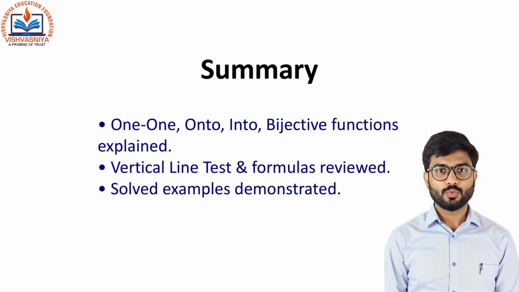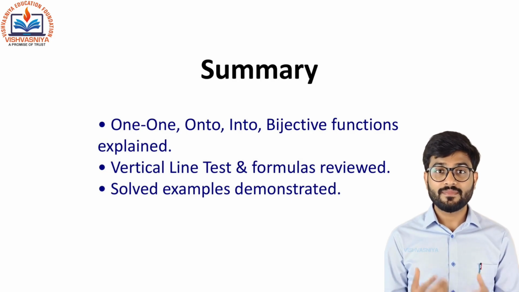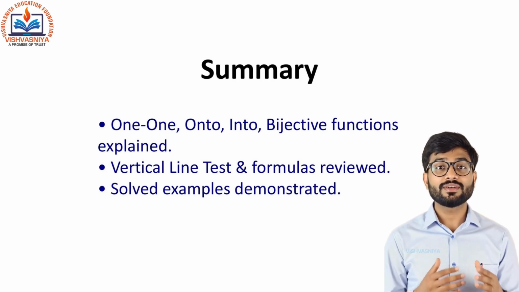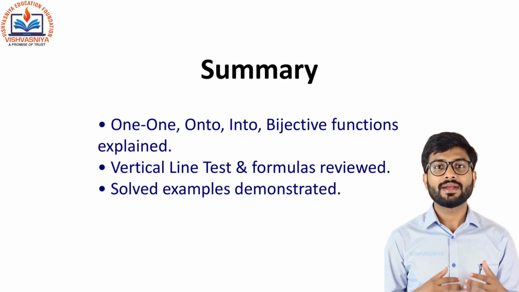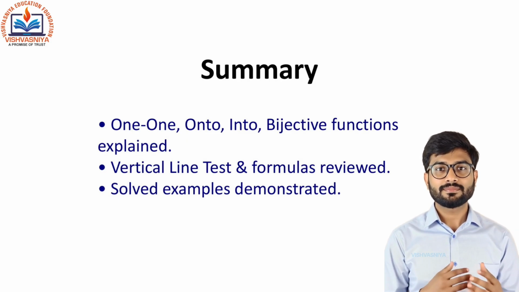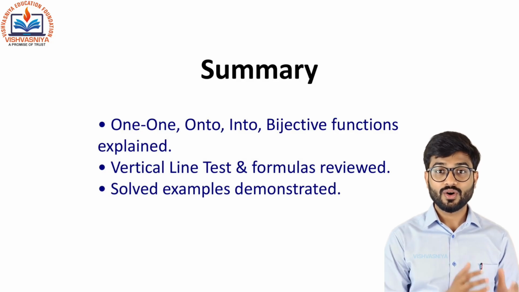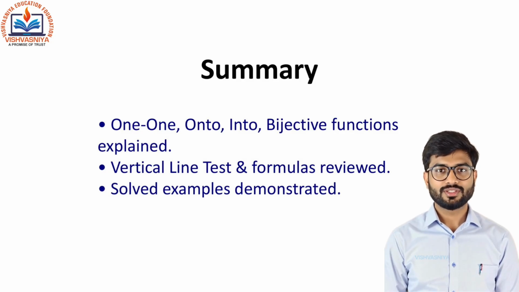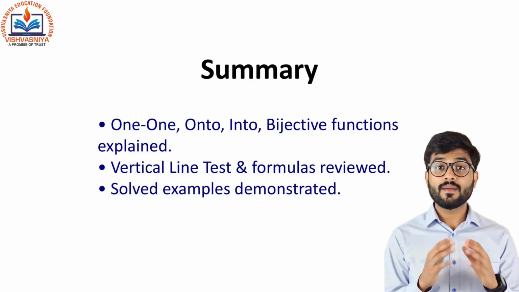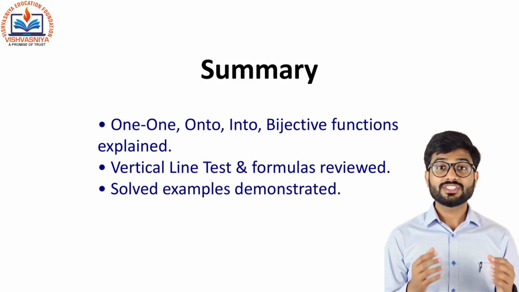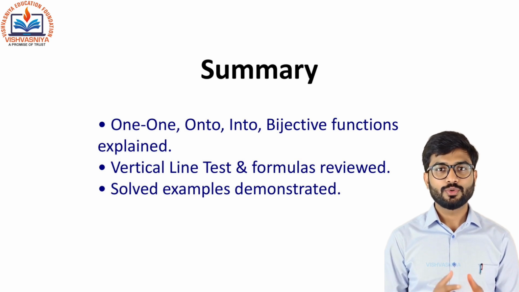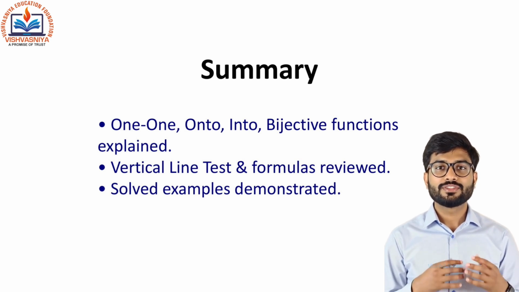Let's summarize what we learned today. One-one or injective function, unique mapping. Many-one, two or more elements share the same image. Onto or surjective, all elements in codomain are covered. Into, some codomain elements are left unmapped. Bijective, both one-one and onto. We also learned the vertical line test, important formulas, and solved examples.